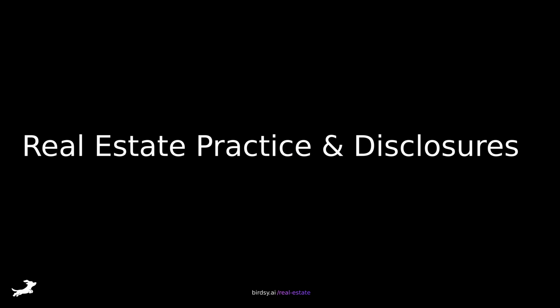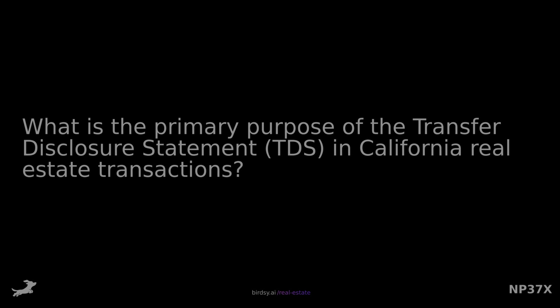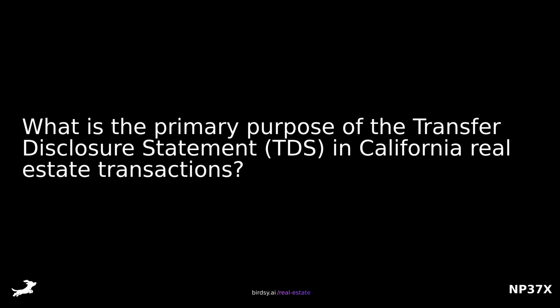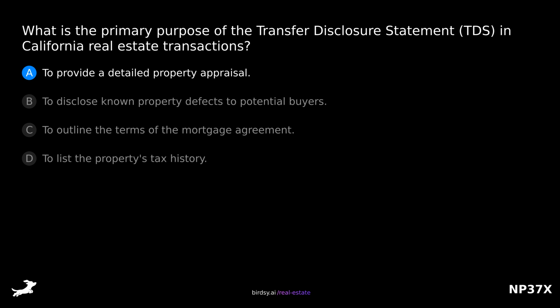Real estate practice and disclosures. What is the primary purpose of the transfer disclosure statement in California real estate transactions? Is it A, to provide a detailed property appraisal? B, to disclose known property defects to potential buyers? C, to outline the terms of the mortgage agreement? Or D, to list the property's tax history?